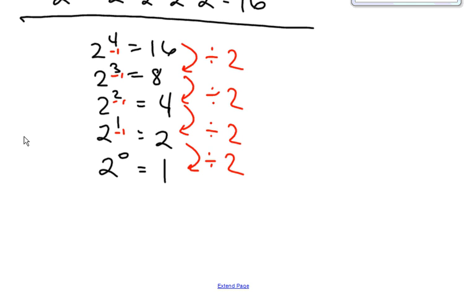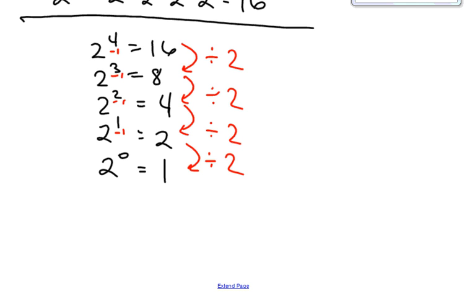And actually, anything to the 0 power is going to be 1. 100 to the 0 power is 1. Negative 3 to the 0 power is 1. Okay, so that's really, really simple, and it goes for every single number. Anything to the 0 power is 1. Now, what if we continue on?